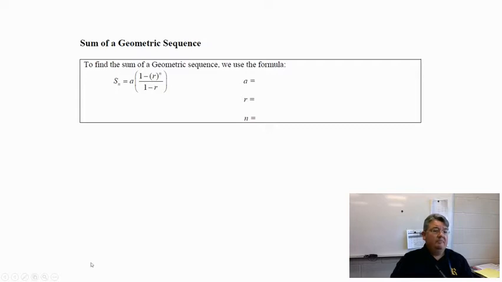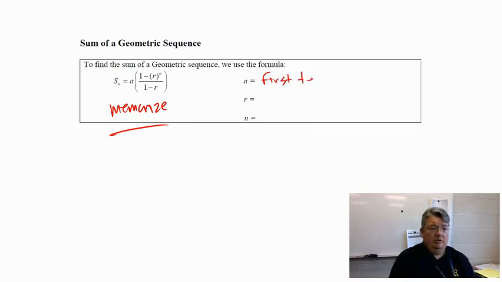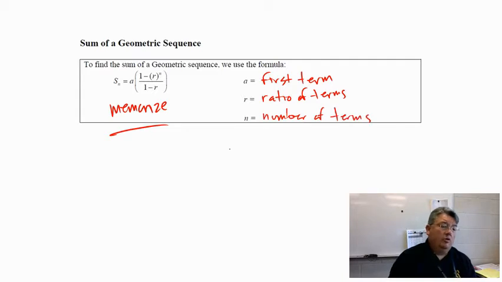Cool. Moving on. Now, I'm not going to go into where this comes from, but this is a formula you need to memorize. Another one. The sum of a certain number of terms of a geometric sequence is equal to the first term, A, times 1 minus R, and R is the common ratio of terms, to the power of n, where n is the number of terms, over 1 minus the ratio.